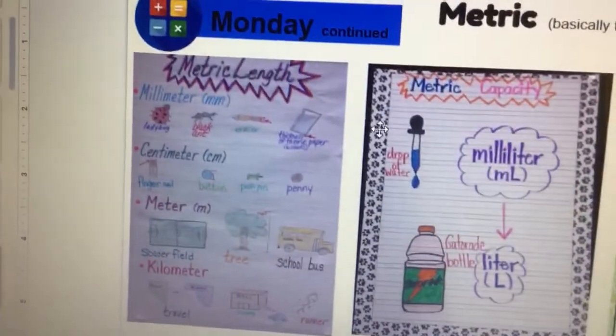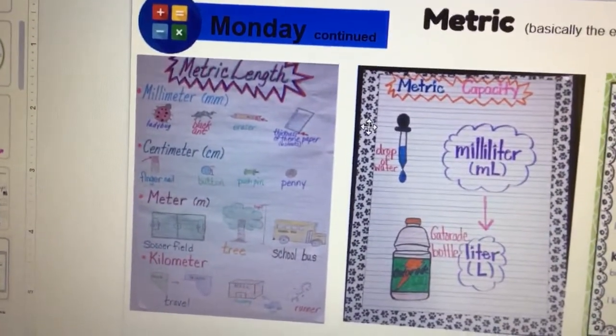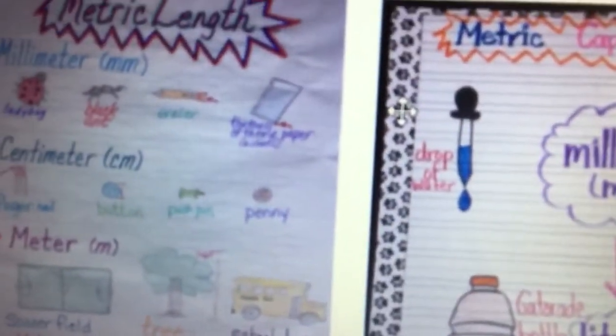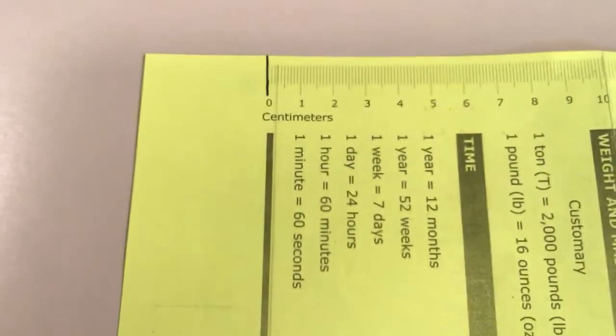So a millimeter would be something super, super small and super thin, like the end of an eraser, or even, I tell you what, a piece of paper would be considered a millimeter thick. So I actually got our math notebook, and I got out our star measurement reference, because I actually don't have a ruler here at home, believe it or not. So it has right here our centimeters. All right, so here's the centimeters, right?